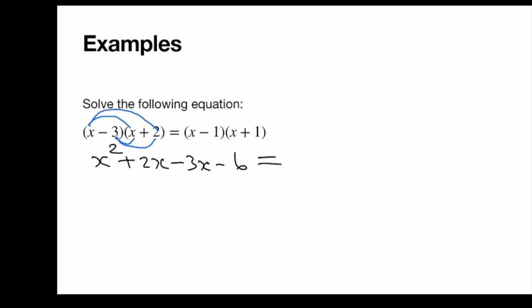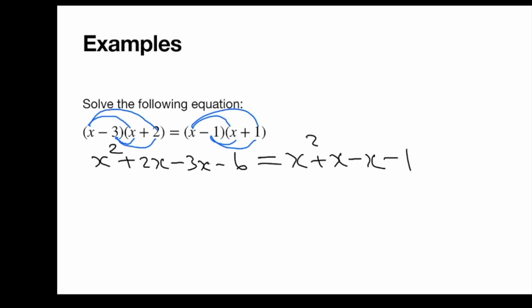Then we do the same thing on the right-hand side. The firsts give us x squared. The outers will give us a plus x. The inners give us a minus x. And the lasts will give us a minus 1. So that is what we have.